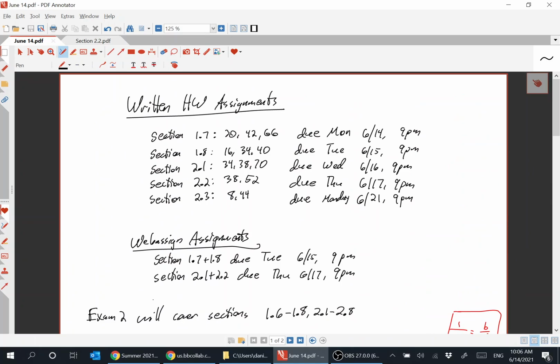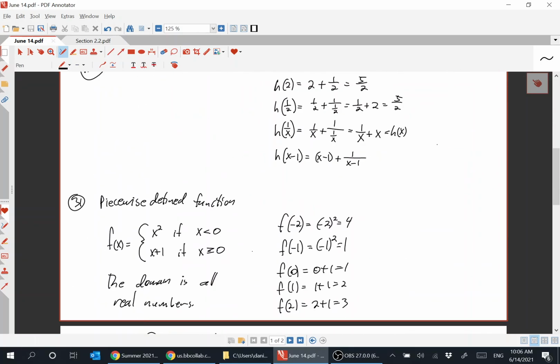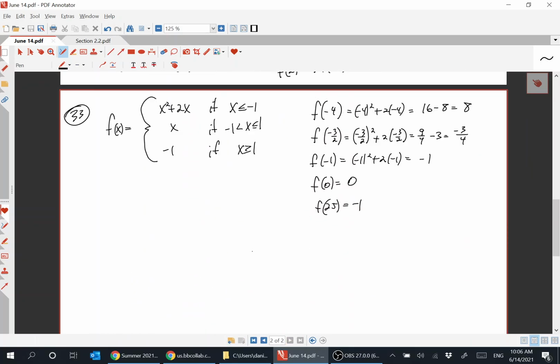So you have number 34 to do, which is just similar to those two. 38 and 70. What's 38? Same kind of things that we've been doing. Let's do 35. 35 is a good one.